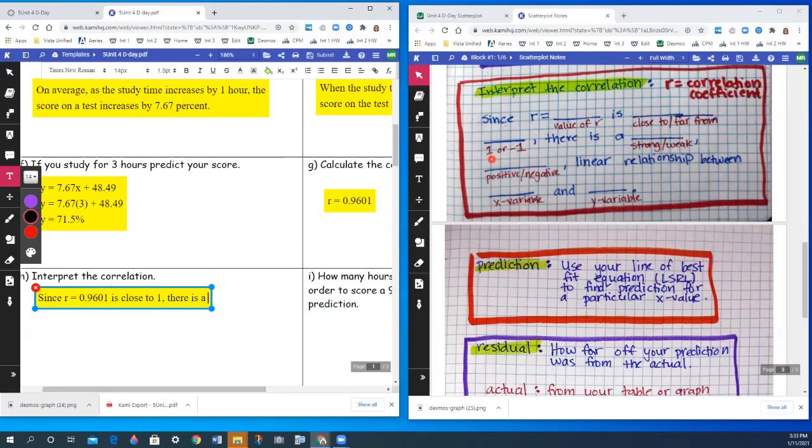There is a strong positive linear relationship between the number of hours studying and the test score.